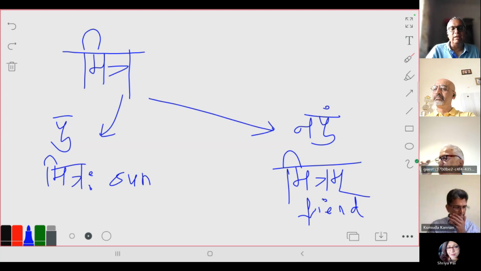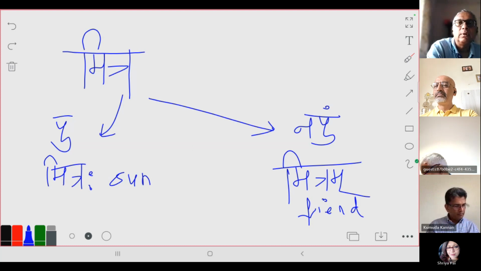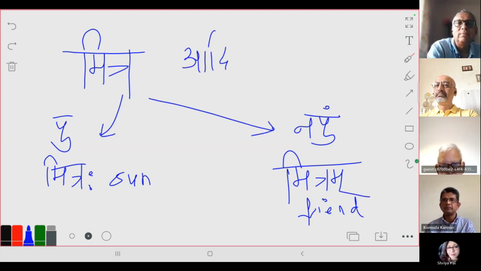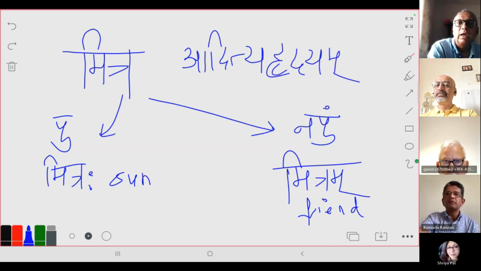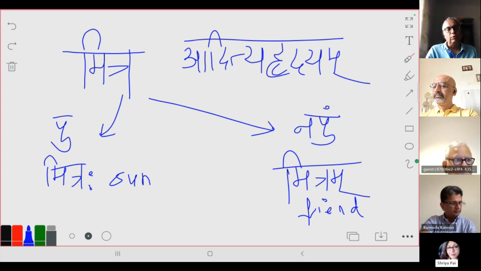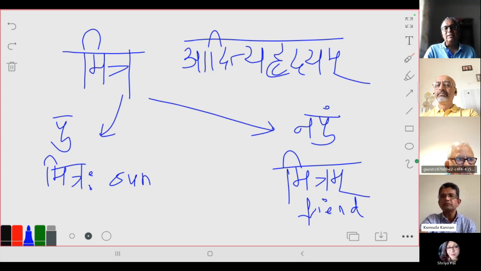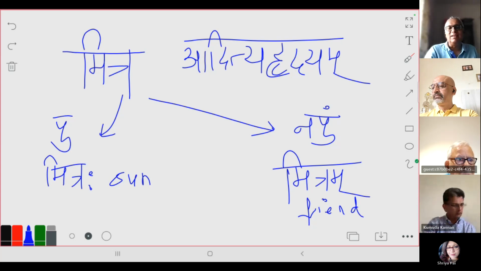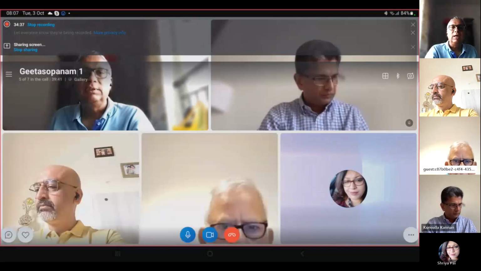Has any one of you read the Aditya Hridayam? Have you heard of Aditya Hridayam? There is a beautiful stotra called the Aditya Hridayam, right? Now, mythology goes that Aditya Hridayam was told by Agastya Rishi to Rama, to Sri Rama, just before the war with Ravana.